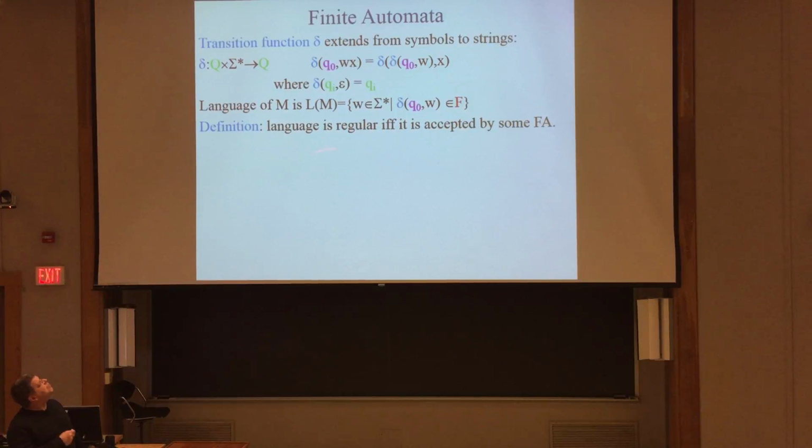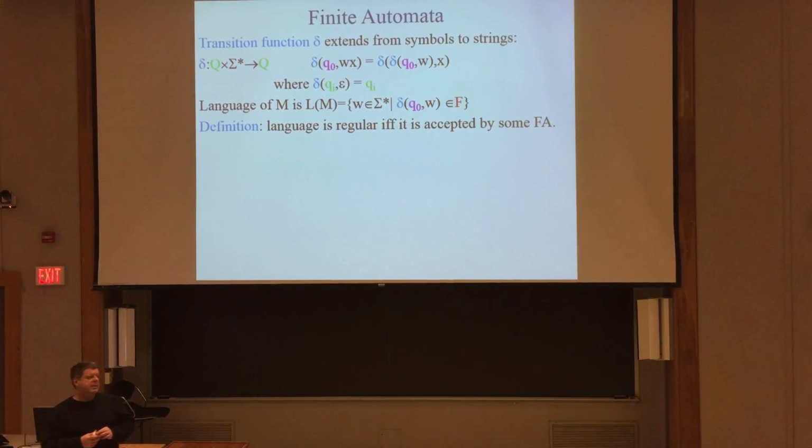Now, a language is said to be regular if and only if it's accepted by some finite automata. Which one? I don't care. As long as there exists a finite automata that accepts a particular language, that makes that language regular. That's the definition of regularity of a language. It's just a name, but it means acceptance by some finite automata. That means some finite automata can do the job.